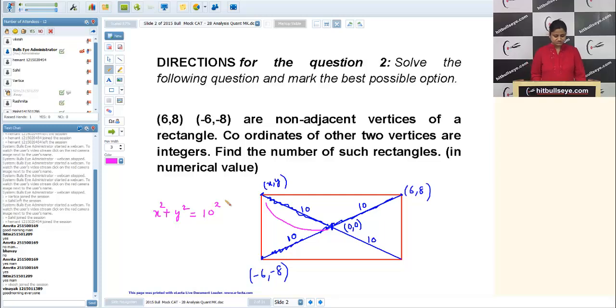Vinayak, we have started the session. Please concentrate here. So, by using the distance formula, it will be x square plus y square is equal to 10 square.